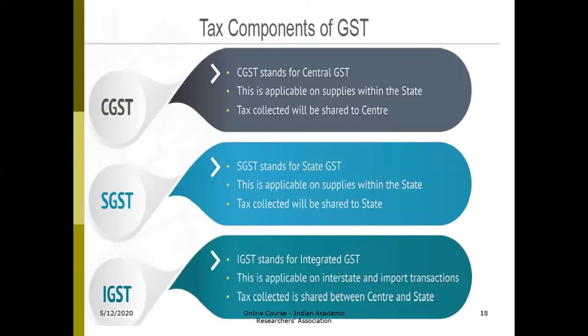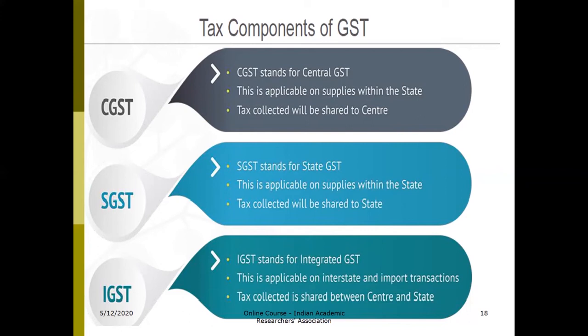The tax component of GST comprises only three: CGST, which stands for central GST. This is applicable on supplies within the state. Tax collected will be shared to the center. SGST means state GST. This is applicable on supplies within the state. Tax collected will be shared to the state.